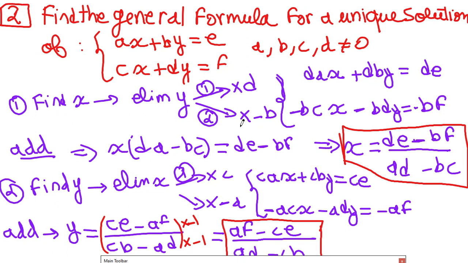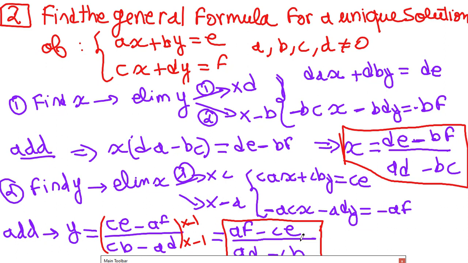Now I need to find y. To find y, I need to eliminate x. So I have here a, the coefficient of x, and here c. The best way is to multiply the first equation by c, and the second equation by minus a. Now the coefficients are opposite, and then I will add the two equations. Those two terms will cancel each other. I will have here cby minus ady, so I will factorize by y: y times (cb minus ad) is equal to ce minus af.